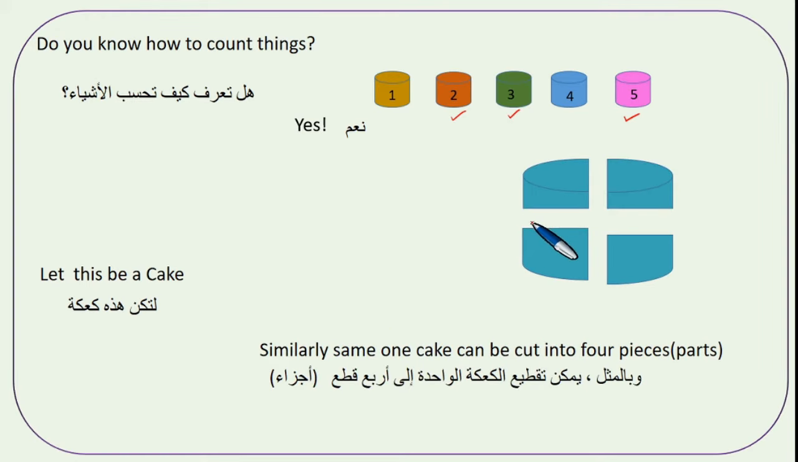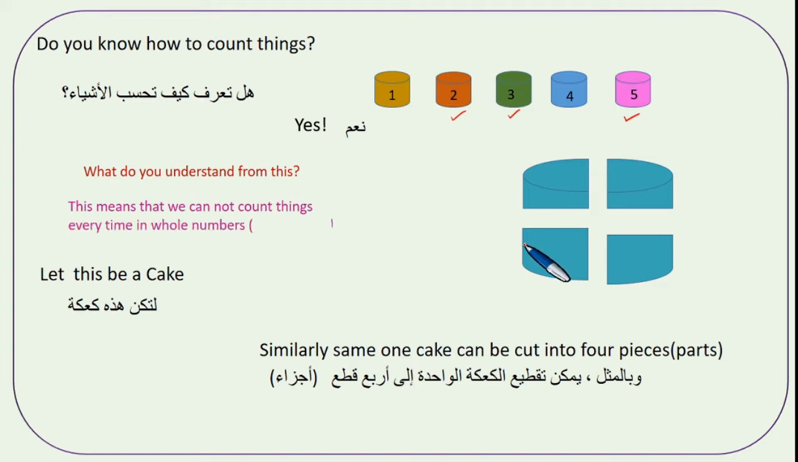Similarly, the same one cake can be cut into four pieces. This is one piece, another piece, another piece, another piece. So we can cut the same cake into four pieces and more also. So what do you understand from this? This means that we cannot count things every time in whole numbers. This is not 1, 2, 3, 4. These are the four pieces of the same one cake.